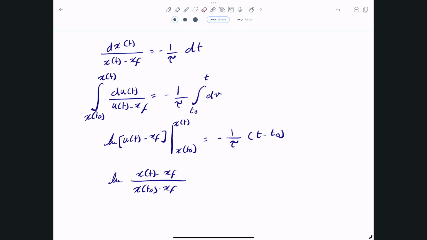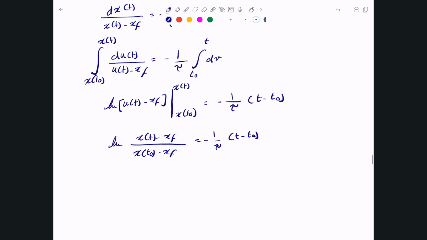And instead of x of t0, just to simplify things, I can say initial, x of 0, which is the initial value. It's the same. You can keep it at x of t0, so why don't we keep it at t0 just so that nobody gets confused. x of t0 equals -1 divided by tau, and that's t minus t0.